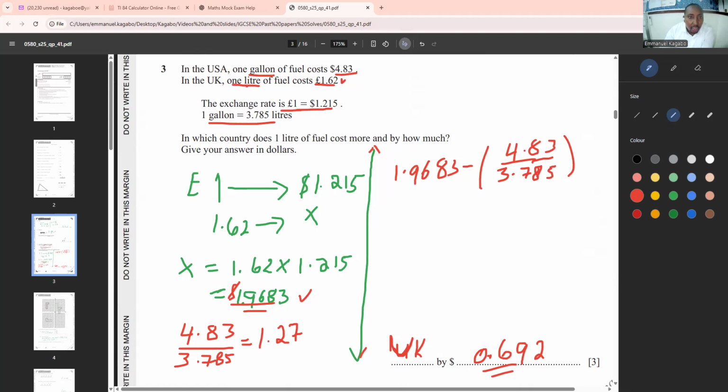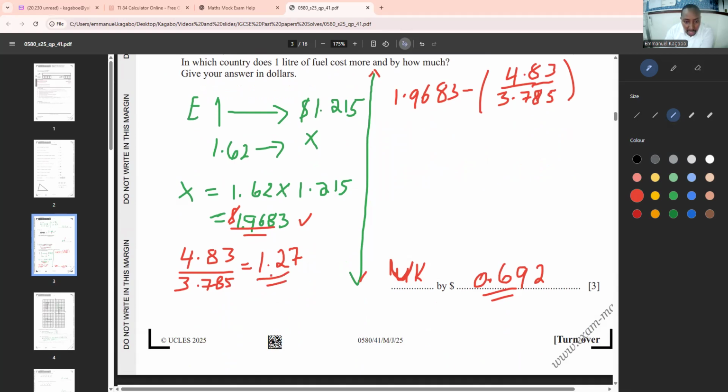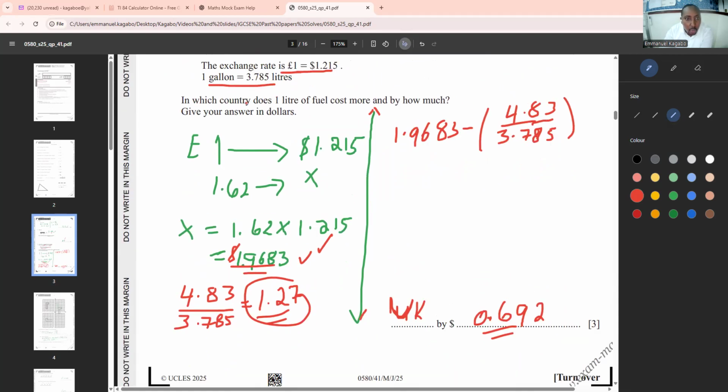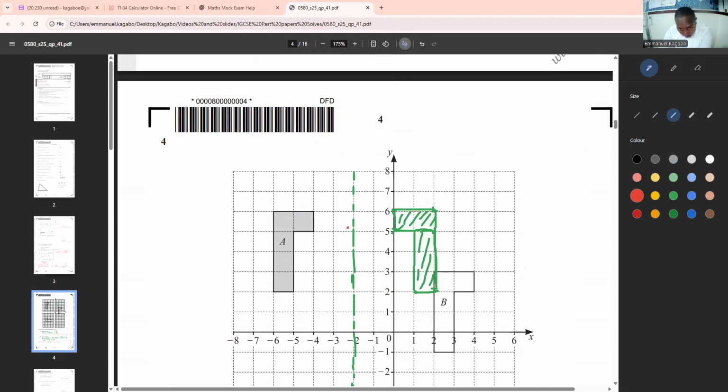Now we have this, and 1 liter is that. So how many liters do we have? We're going to have this, the cost of 1 liter. So what's the difference? If you find the difference between this and this, that's how you're going to get this one. So in other words, they said, in which country does 1 liter of fuel cost more? By how much? So it's in the UK and by this one. Very good.